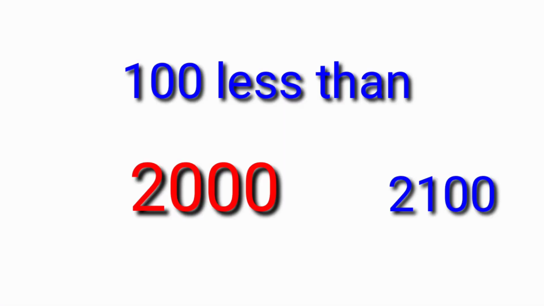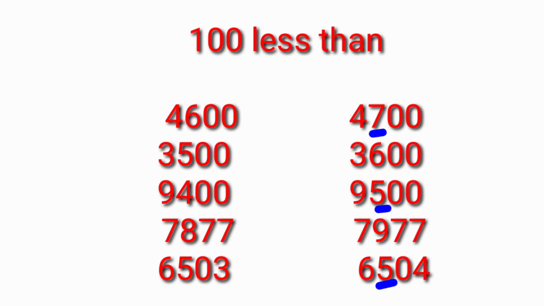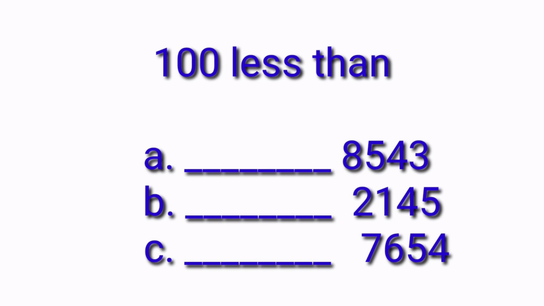Next, 100 less than. To find 100 less than a number, subtract 1 from the digit at hundreds place. What number is 100 less than 2100? Is 2000. Observe these examples. Look here, 100 less than. What we have to do here? Yes, just we have to subtract 100 from these numbers.